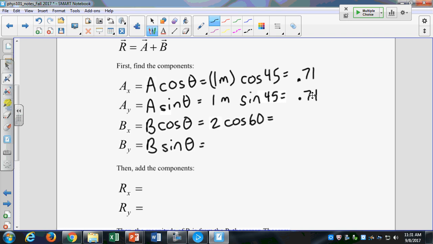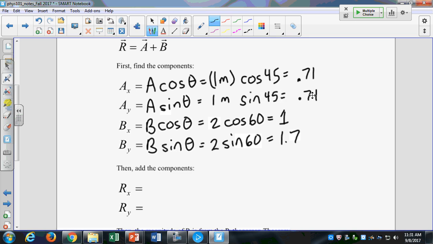Cosine 60, MCAT folks, is a half. That's a nice one, you need to know that for the MCAT. So that's equal to 1. And 2 sine of 60 is like 0.86, I think, is sine 60. This works out to be 1.7. So make sure that you get at least one of those. Just try one on your calculator.